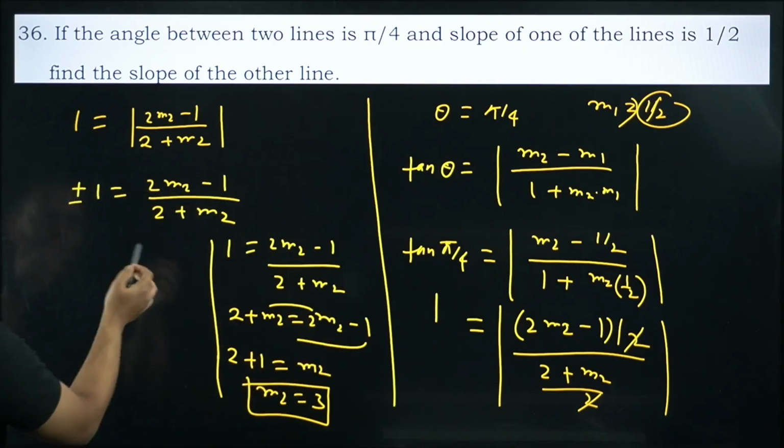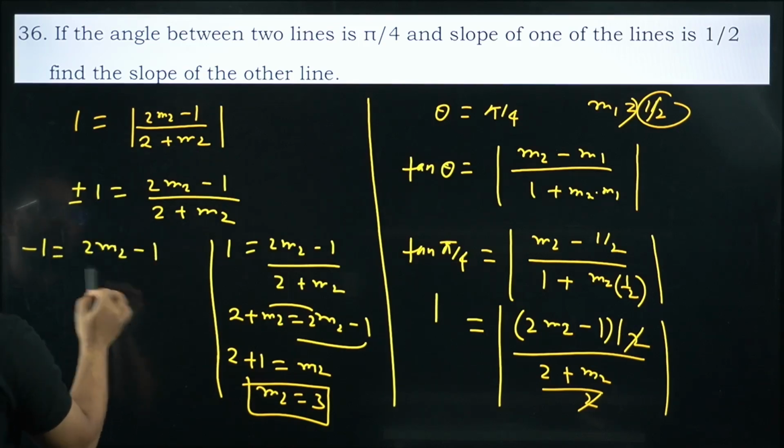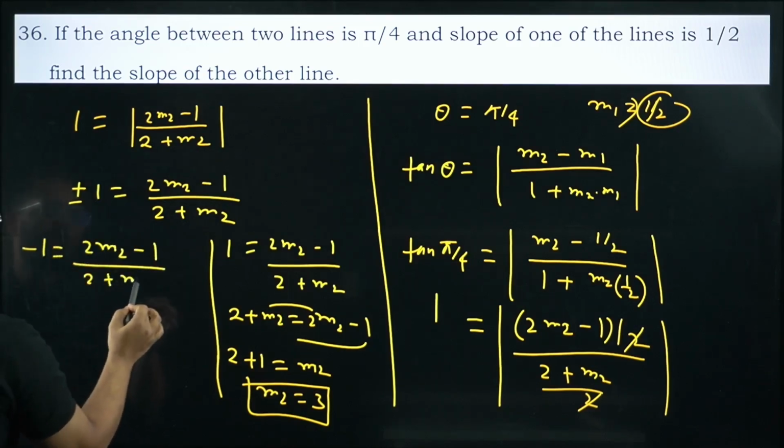Let's do this side. For the minus sign, it will become minus 1 equals 2m2 minus 1 divided by 2 plus m2. What I get?